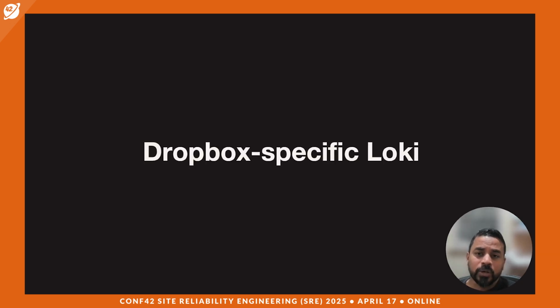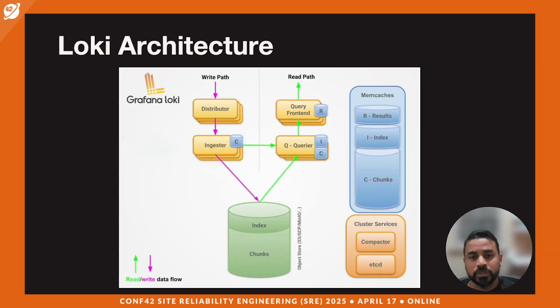Now, let's talk about how we deploy Loki at Dropbox. But first, let's take a look at a simplified diagram of Loki's architecture. At the top, we have the main components of the write and read paths in yellow. On the bottom, we have object storage, S3, for storing logs in green. And on the right side, we have some shared components like the memcache clusters in blue and cluster-wide services like compactor and etcd in orange.